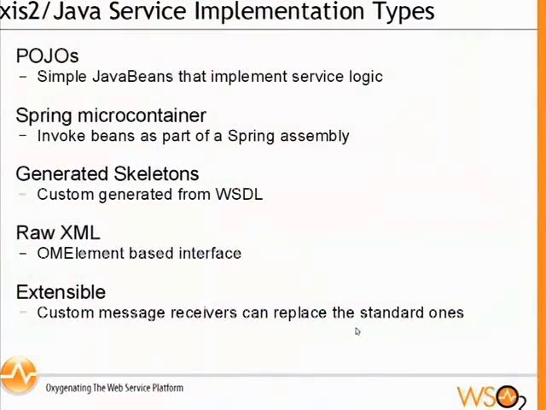So we support different kinds of service implementation types. That is, the actual logic that the person writes can be written as a POJO, just as a regular Java class. Can be written as a Spring description that gets executed within a Spring context so that you can pump it onto the appropriate bean that you describe. Can be generated classes that we've generated for you.